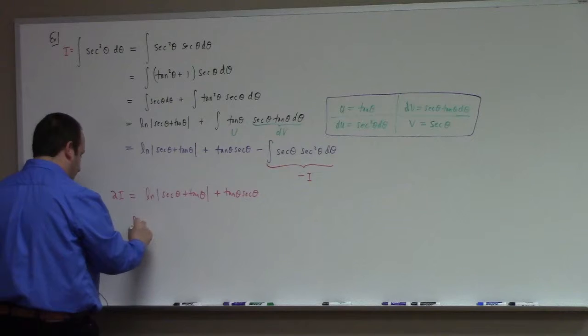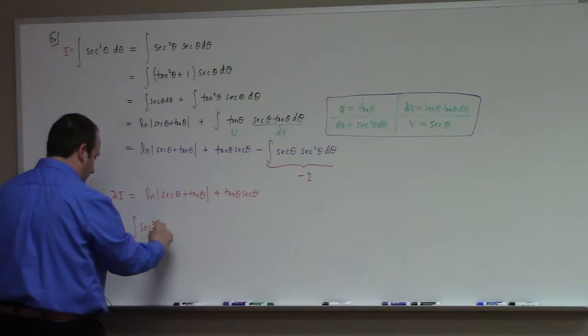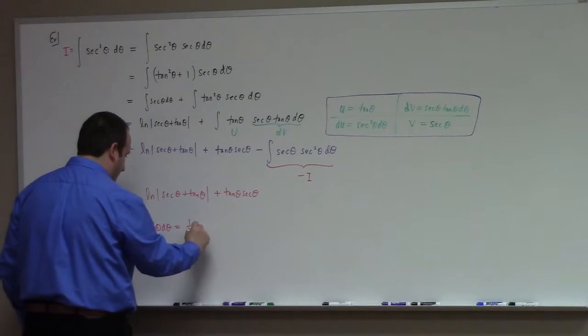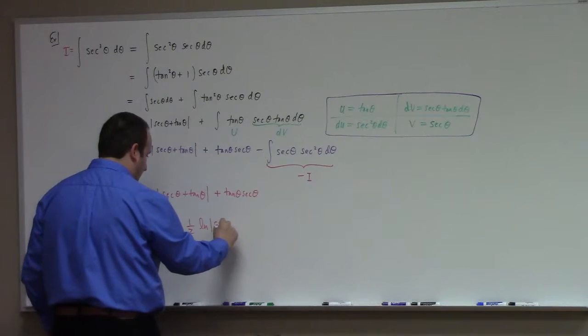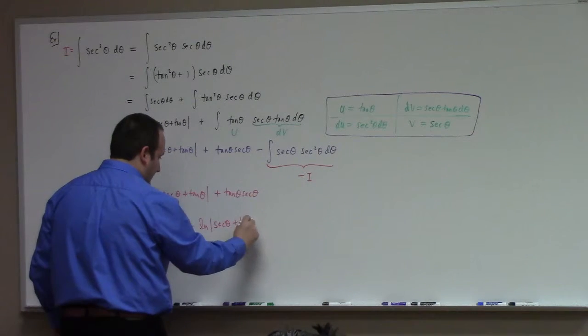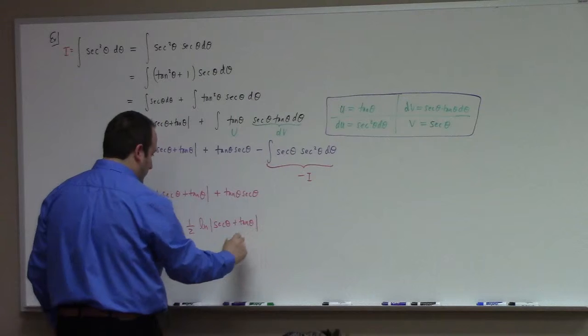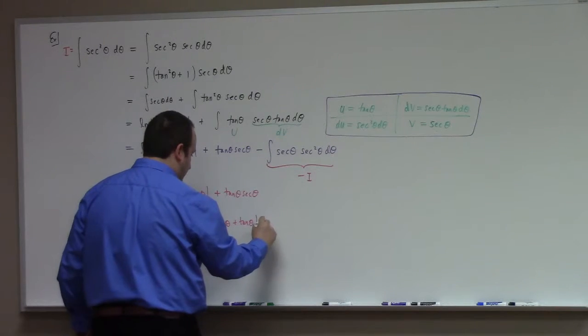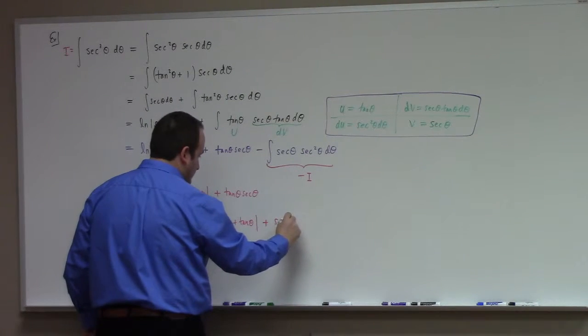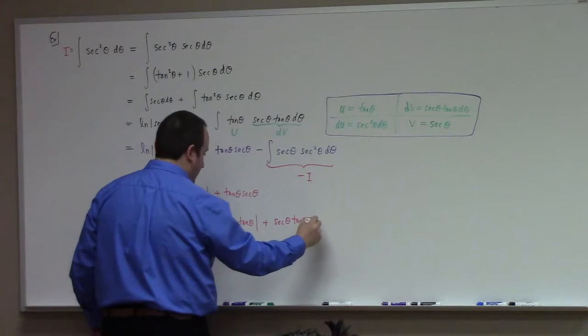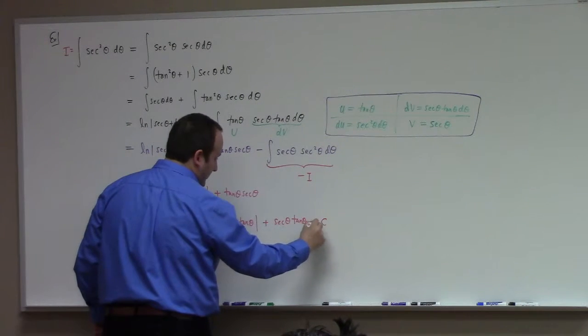And so the integral of secant cubed theta d theta is in fact 1/2 the natural log of the absolute value of secant theta plus tangent theta plus secant tangent. Plus a constant, of course, for good measure. There we go.